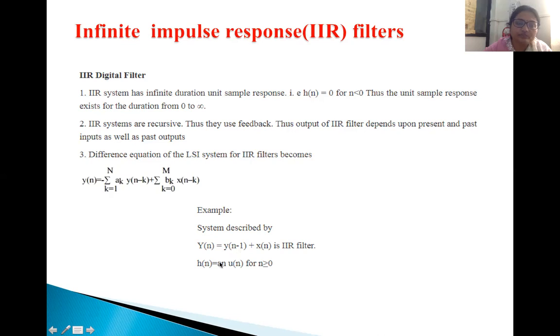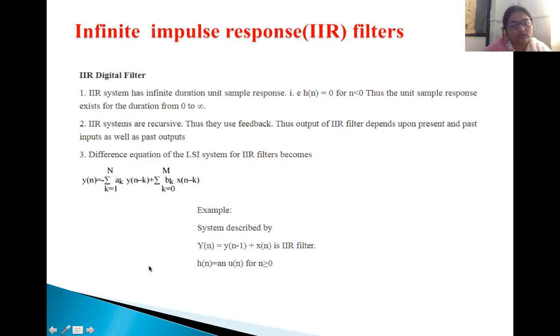So here, the coefficients of this IIR filter, a_k will be equal to minus 1 and b_k will be equal to 1. So the transfer function for this system is a^n into u[n], for n greater than or equal to 0. So h[n] is representing the impulse response, a^n into u[n]. This system is describing the IIR filter, right?